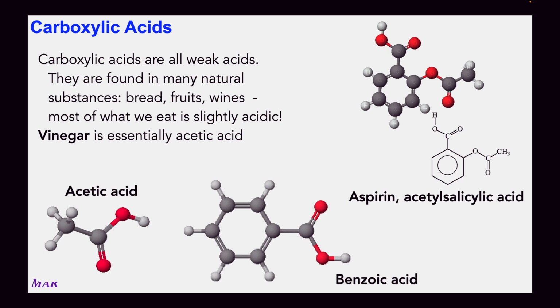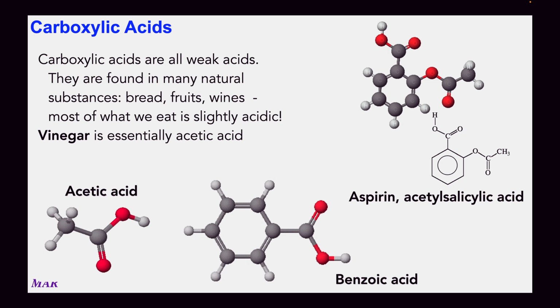Acetic acid is probably the most common carboxylic acid. Acetic acid is the active ingredient in vinegar. And acetic acid, which is officially ethanoic acid if you call it by its official name, is very, very common. We've been talking about CH3C double bond OOH for a long time. Benzoic acid is another popular carboxylic acid. It's a benzene ring with a C double bond OOH.